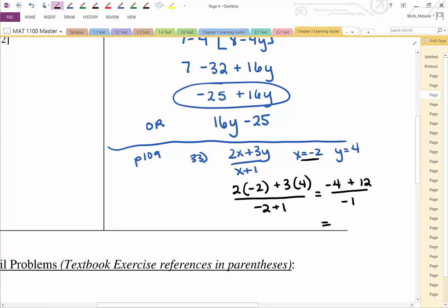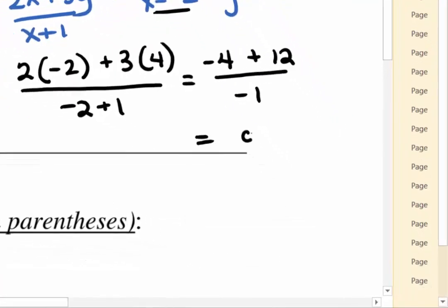Go back to the numerator. Negative 4 plus 12 is 8. 8 divided by negative 1 would be negative 8.